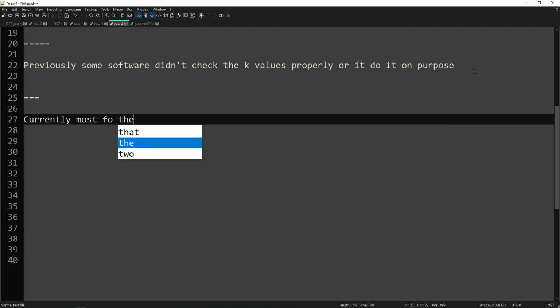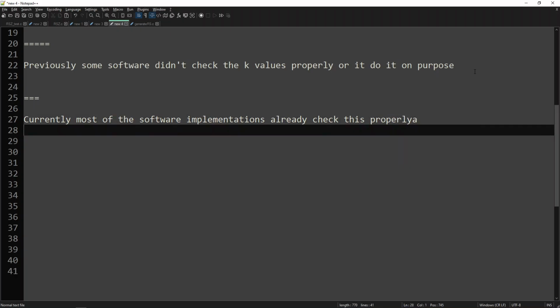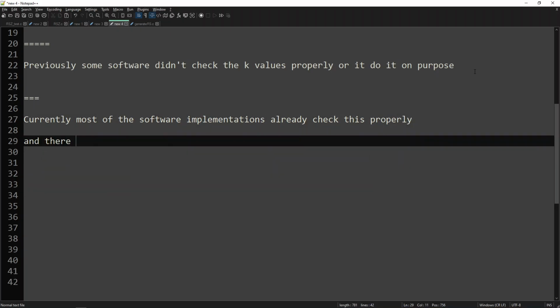Okay, one last thing. Currently most software implementations already check this properly, and there is no more reuse of key values in the blockchain.